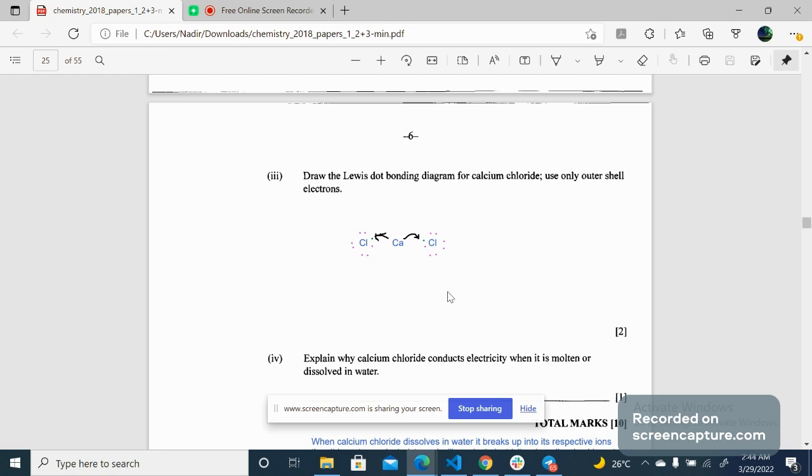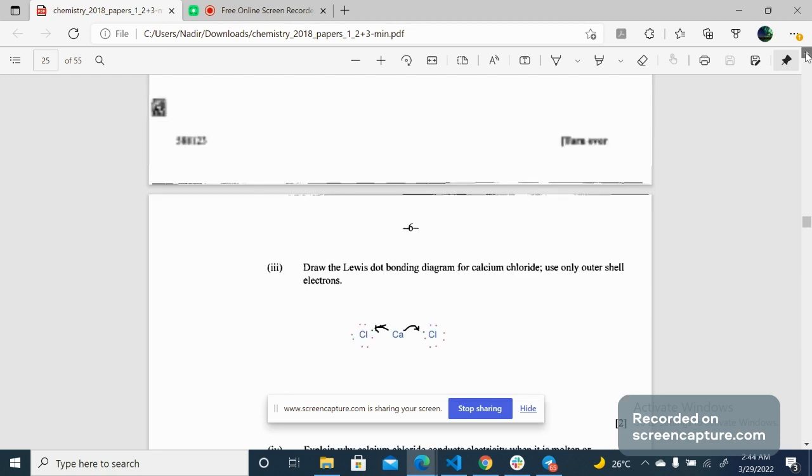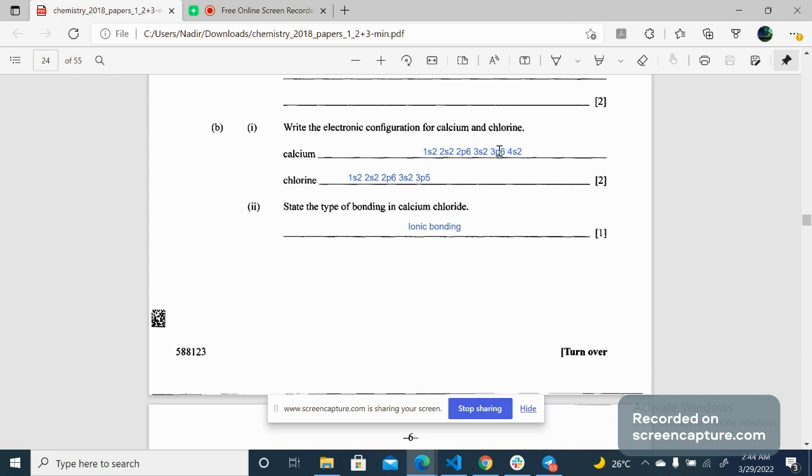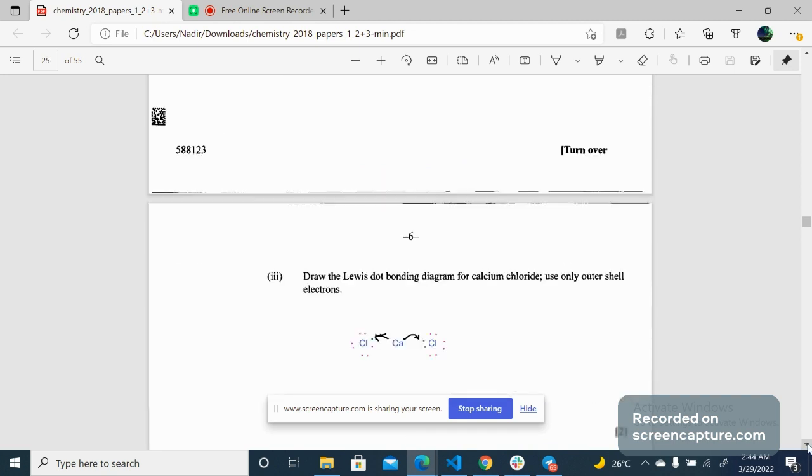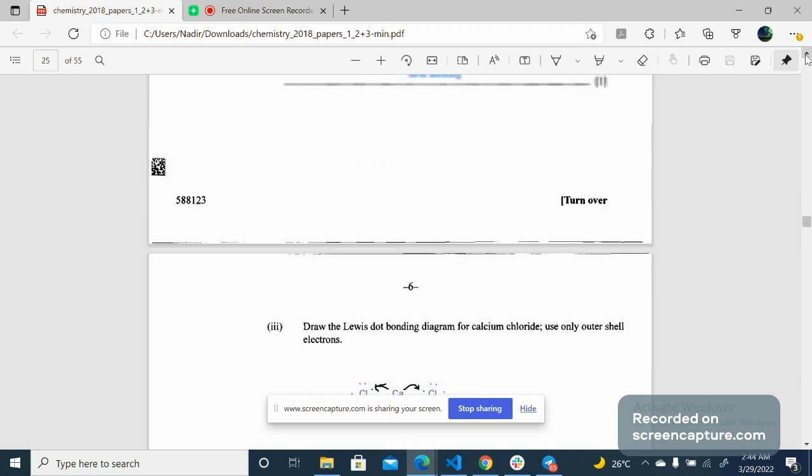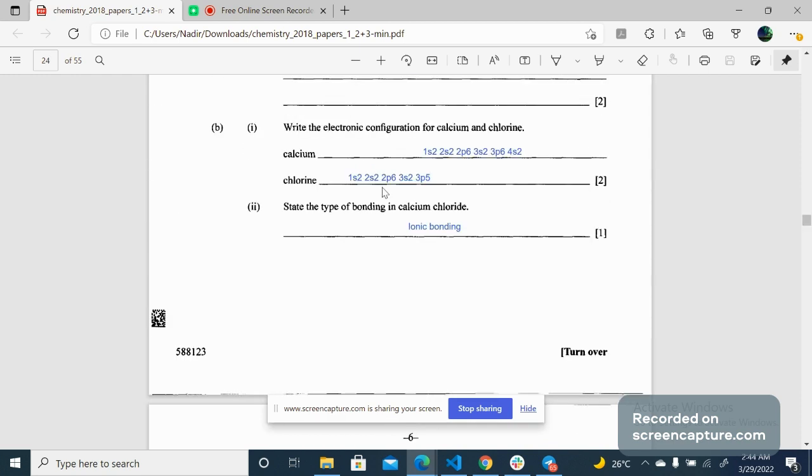So in the case here, as we saw in the electronic configuration in the last question, for calcium the valence electrons are 2, and for the case of chlorine, there are seven, I guess. Yes.